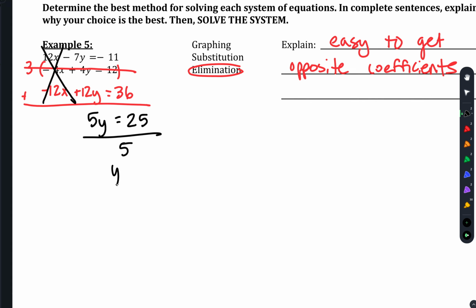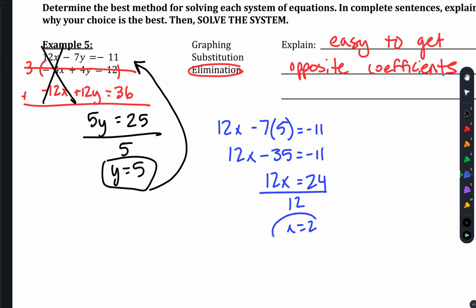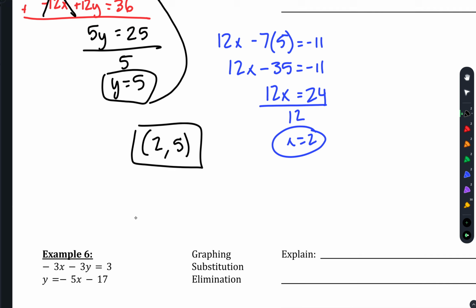Divide by 5. Y equals 5. Do not forget to plug it back in. So I get 12x minus 7 times 5 equals negative 11. This is 24. X is 2. And we're going to write that as a coordinate: 2, 5. Everybody good with that? Let's do one more.